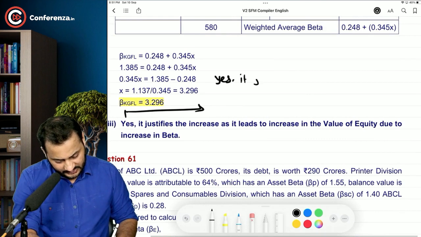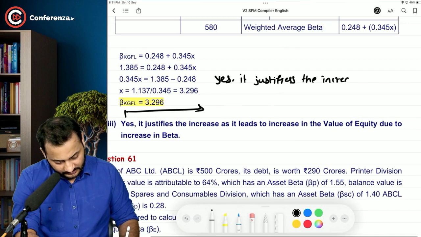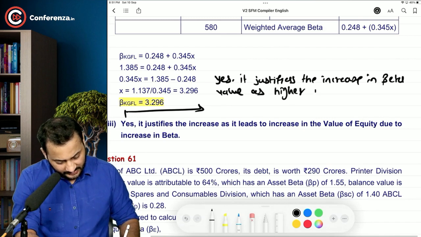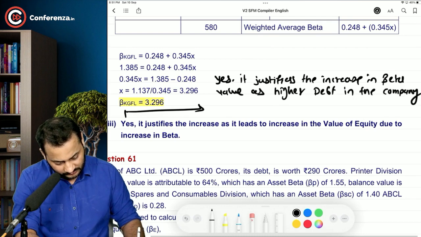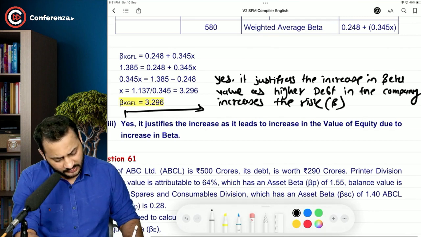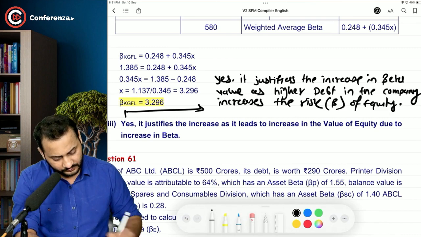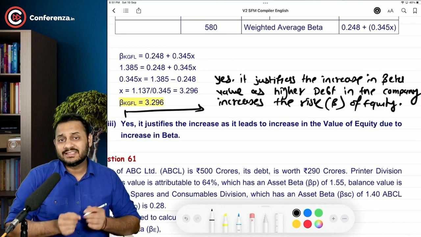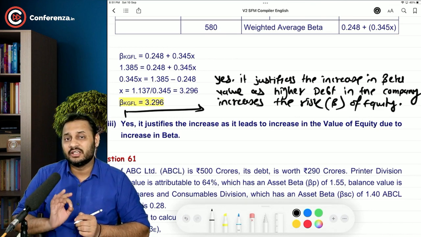Yes, it justifies the increase in beta value, as higher debt in the company increases the risk, which is also called the beta of equity. The more debt capital you bring into the company, the less are the chances that you will get anything on liquidation.